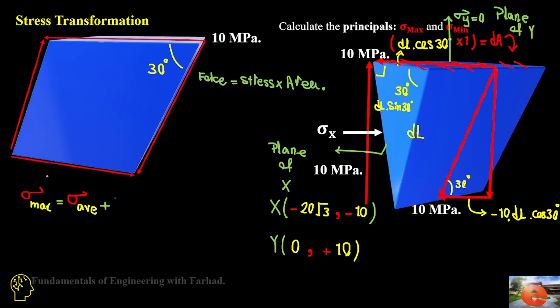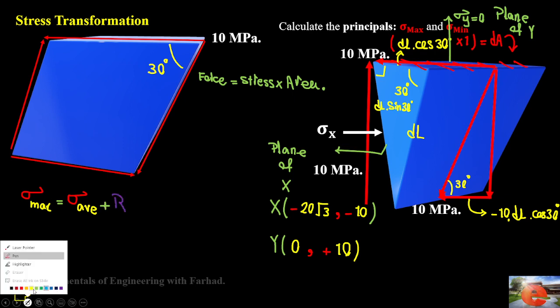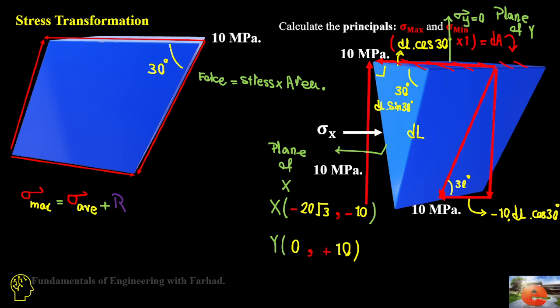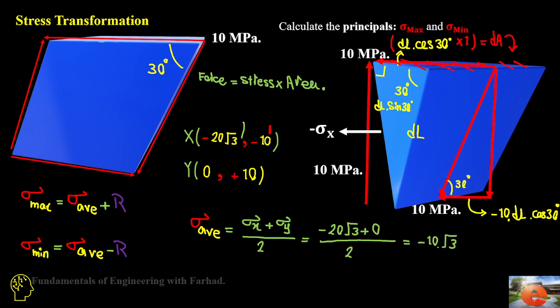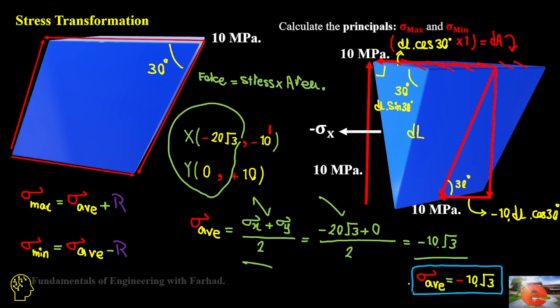That's the point. As soon as you have that, then sigma max is average stress plus radius, and sigma minimum is sigma average minus R this time. Let's calculate average and R, then we can have everything for calculating the principals. So sigma average is simply, if you have two numbers, the average of them is just add them and divide by 2, which gives you the average. And sigma average is a negative 10 times the square root of 3, and that's sigma average.